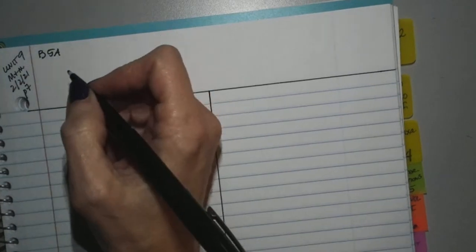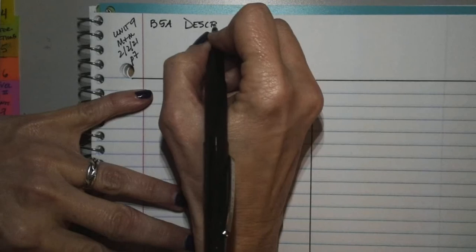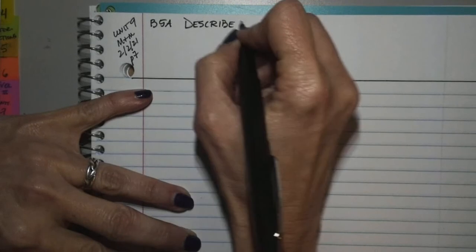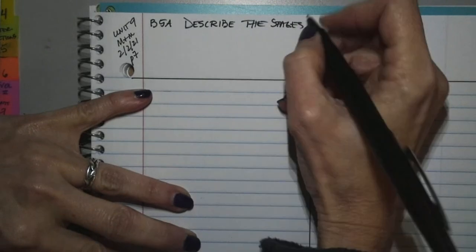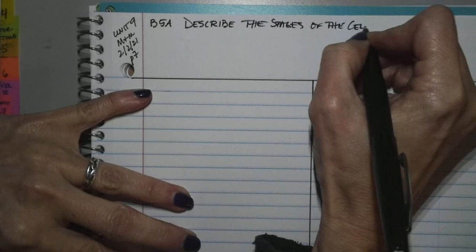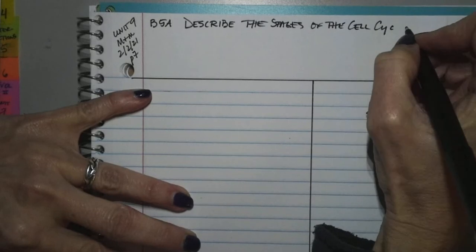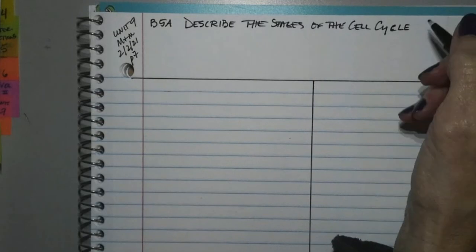So we have B5A, and it says describe the stages of the cell cycle. And this is what will take most of the time here. Describe the stages of the cell cycle. Is that big enough up there? Yes, no? Yes, okay. So this first piece right here is what we're going to spend the most time on.